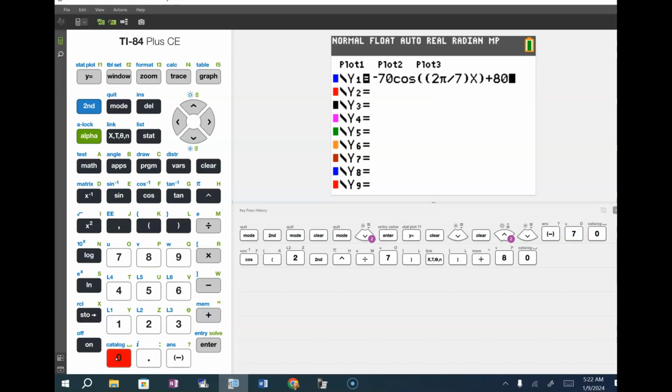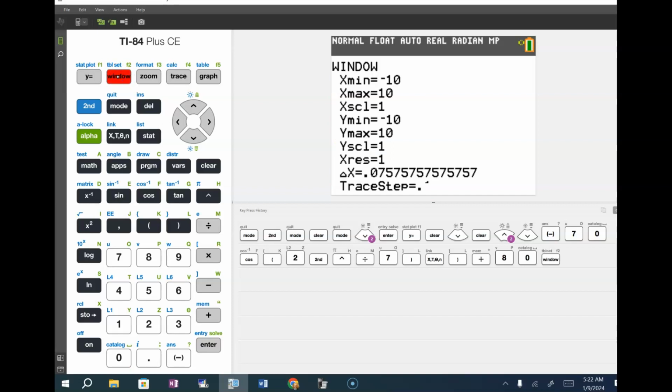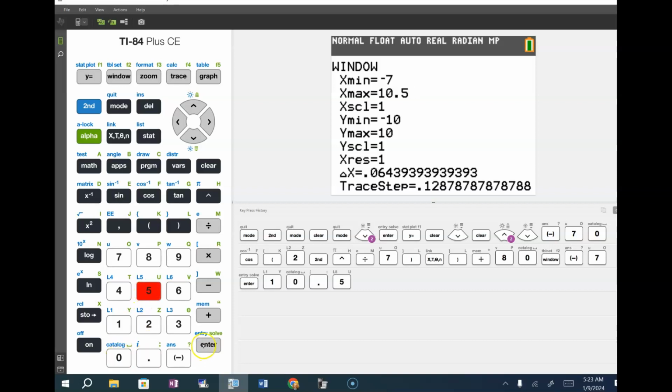And now I want my graph to look like what I see on paper, so I'm going to press window. I always like to see the axes, so for x min, I'm going to say negative 7, since that's the period. For the x max, I'm going to go a little bit past 7. I'll go 7 plus 3.5, so I'll go a period and a half, so maybe 10.5. For the scale, since the period is 7, I'm going to go by 3.5s, half of the period.